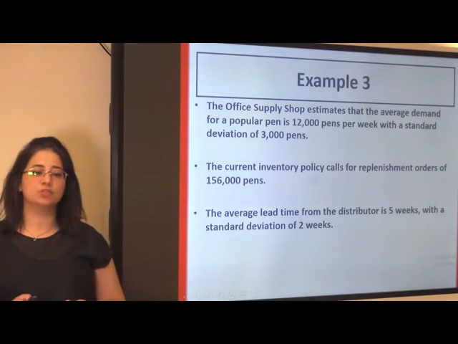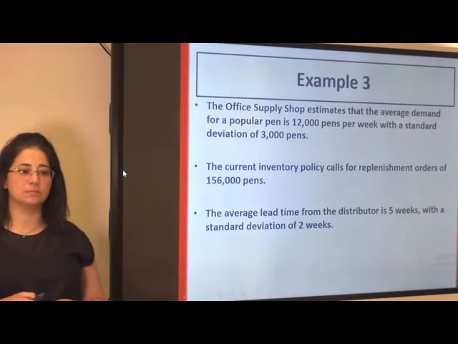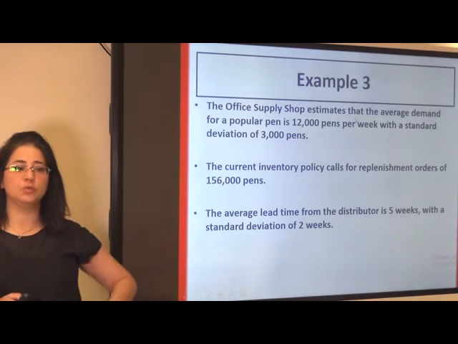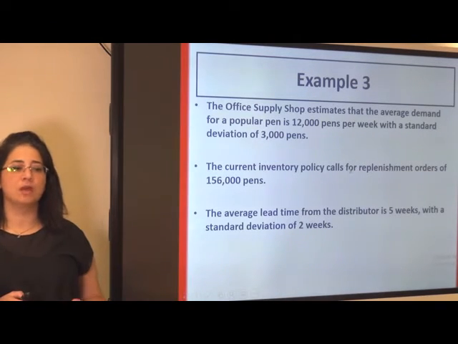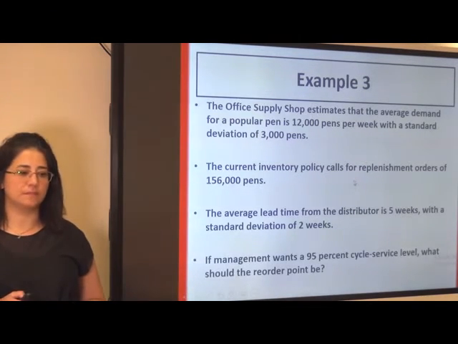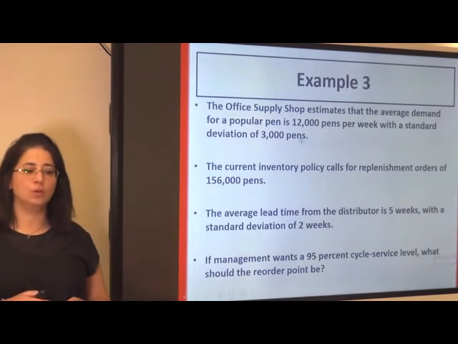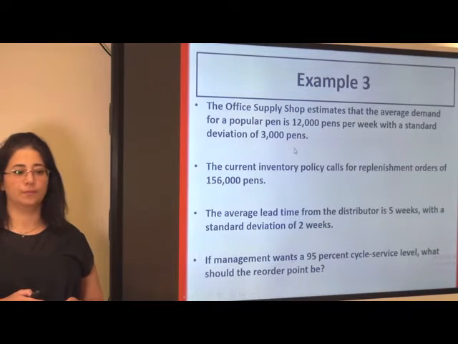The current inventory policy calls for replenishment orders of 156,000 pens. Replenishment orders means Q. They are using Q of 156,000 pens. If management wants a 95% service level, what should be the reorder point?